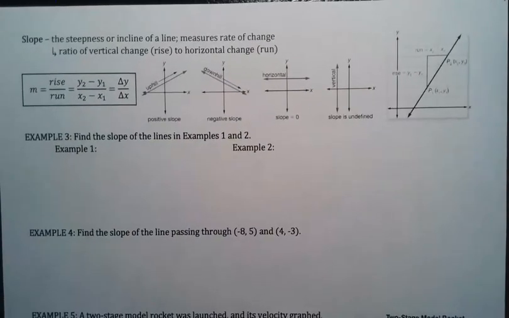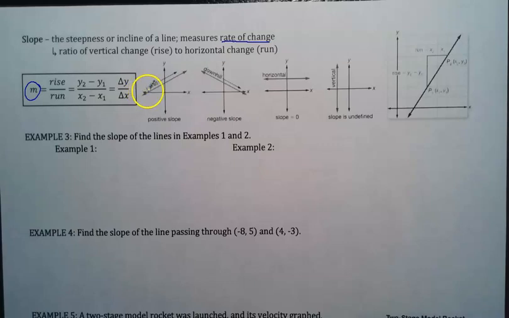All right, let's look at slope then. Slope is the steepness or incline of a line. It measures the rate of change, always. It is a ratio of the vertical change, or the rise, to the horizontal change, the run. So there are all kinds of different ways that you see slope here. Remember, slope is m. We can write it as rise over run, our y2 minus our y1 value, divided by our x2 minus x1 value, the change in y over the change in x.